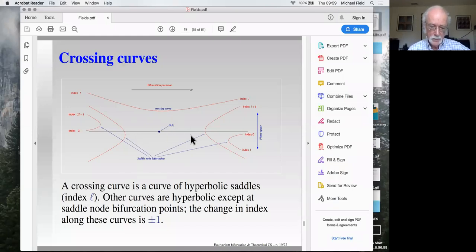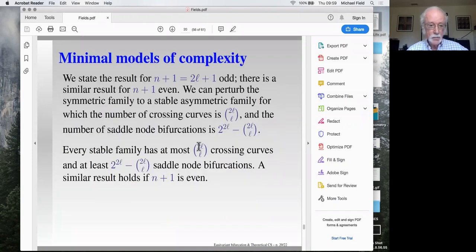So that's a kind of brief model. That's a crossing curve, which is a nice curve, which is kind of hyperbolic the whole way. Other things get annihilated. There's a period in the middle where there's nothing really corresponding to that original sink or source. So let's go over. Change in index is always plus or minus 1. So what happens is there's a minimal model of complexity here.